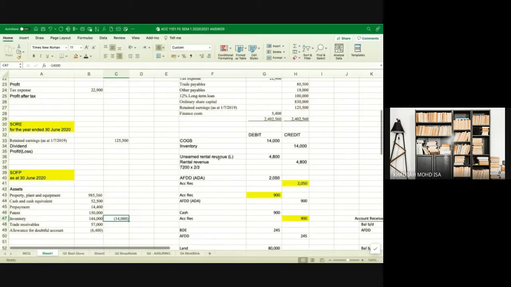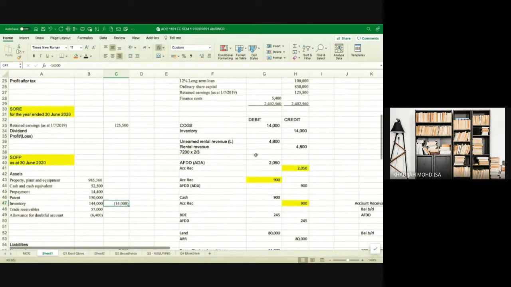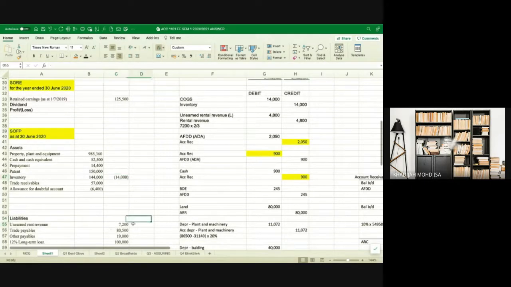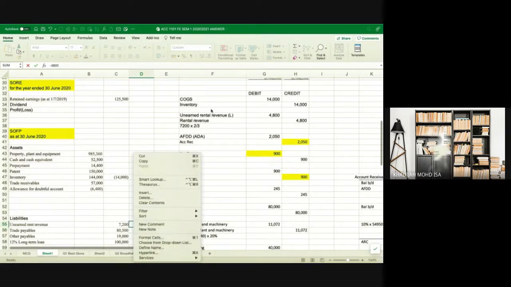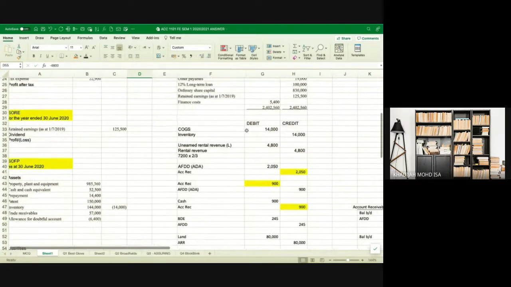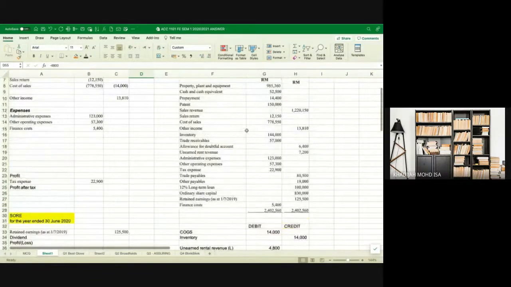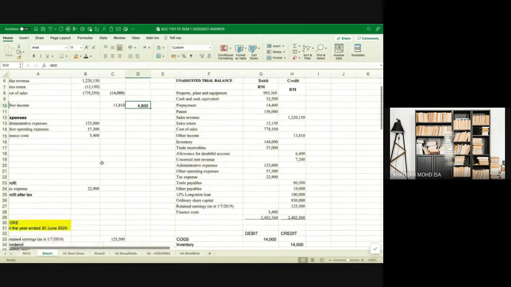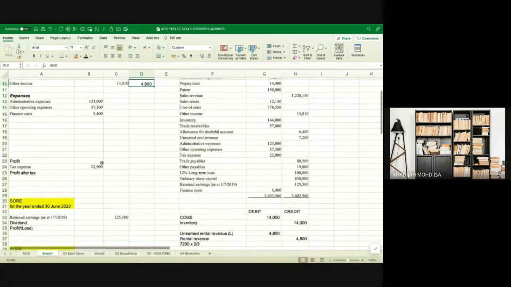The next one is unearned rental revenue. Debit is a liability, means that you are going to minus 4,400, right? But you're going to recognize your rental revenue. So where's your income? Other income, you have rental, or maybe you want to put in here other income, you plus another 4,800, right? So that is the additional or the adjustment on your income. In this case, it is your rental income.